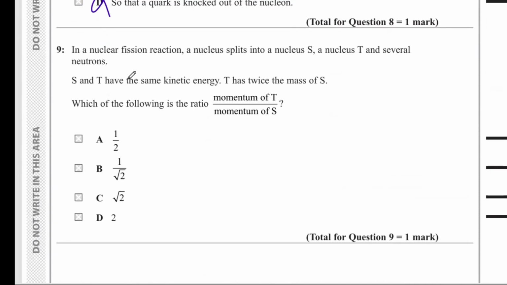Then I've got this question number 9. You've got a fission reaction and a nucleus is splitting into a nucleus S and a nucleus T and several neutrons. S and T have the same kinetic energy.